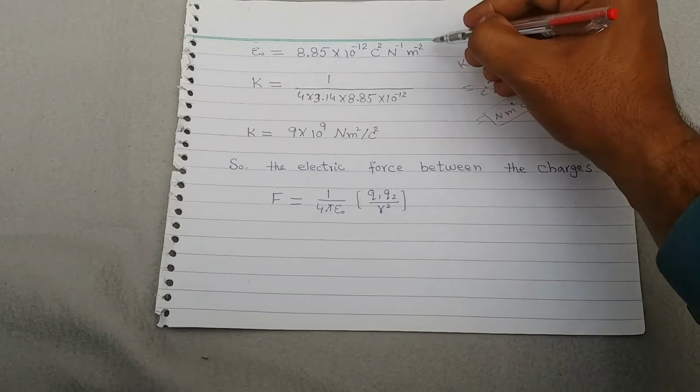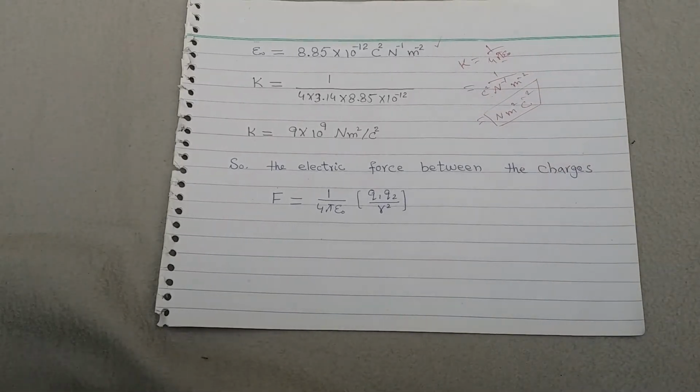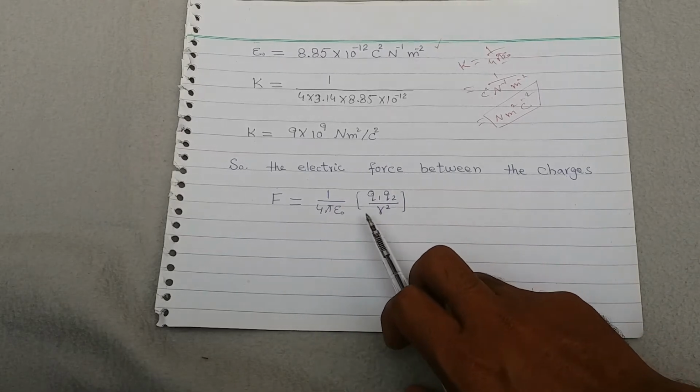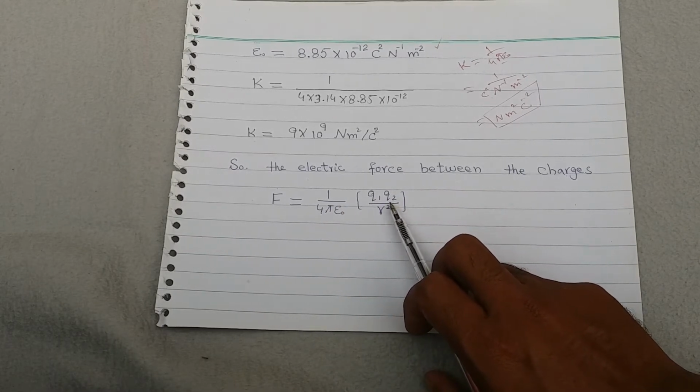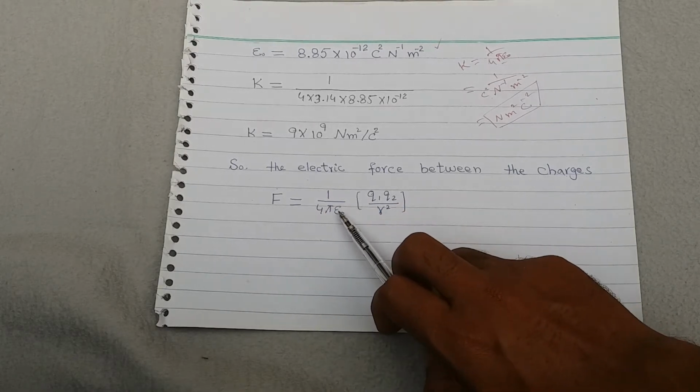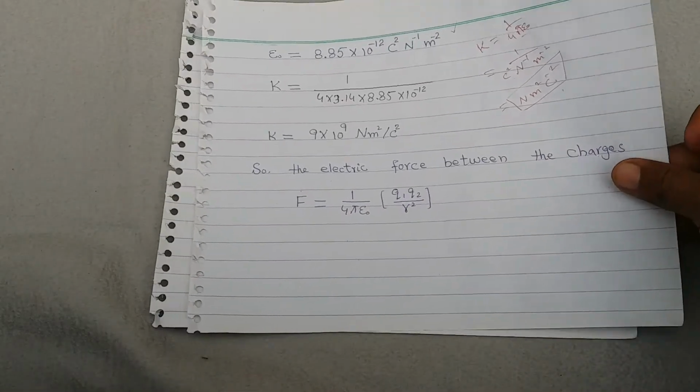We can calculate it by using the unit of epsilon naught, right? So the electric force between the charges, F, is equal to 1 over 4 pi epsilon naught Q1 Q2 by R square. We just put the value of K in this equation, right?